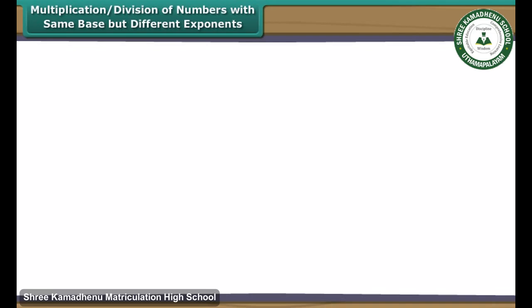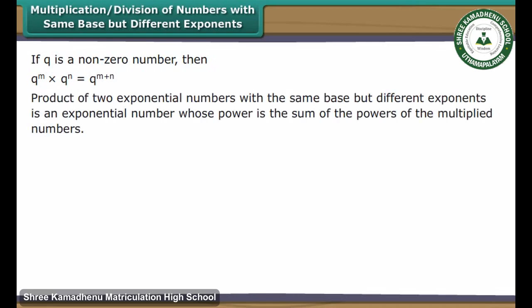Multiplication, division of numbers with same base but different exponents. If q is a non-zero number, then q raised to the power m into q raised to the power n is equal to q raised to the power m plus n. Product of two exponential numbers with the same base but different exponents is an exponential number whose power is the sum of the powers of the multiplied numbers. Let us understand the law with the help of some examples.